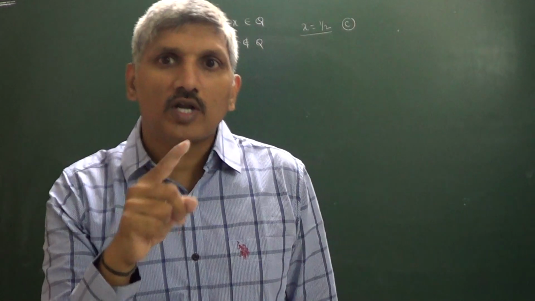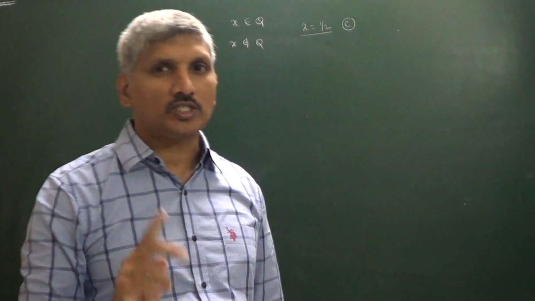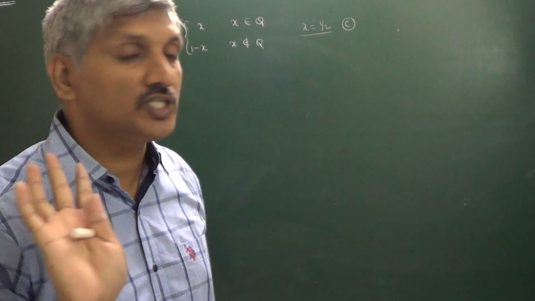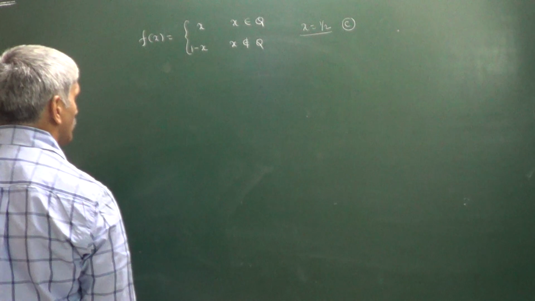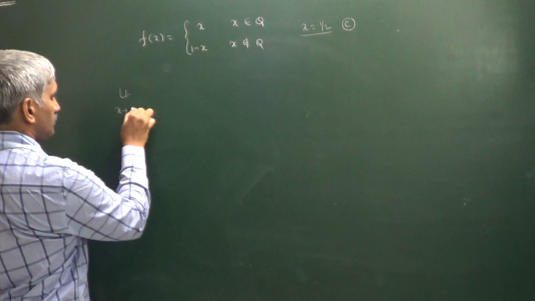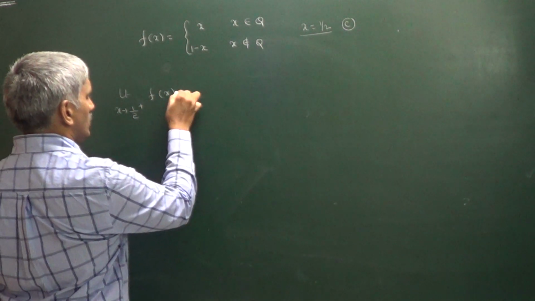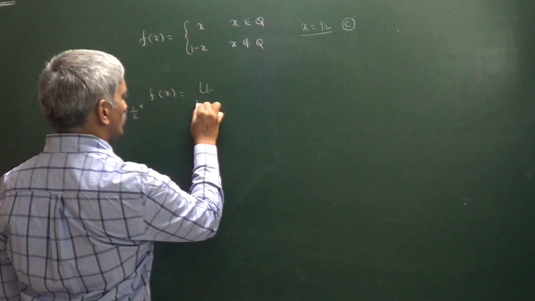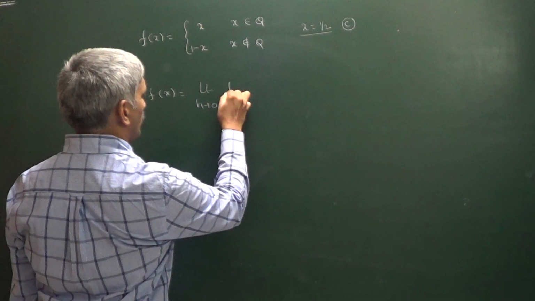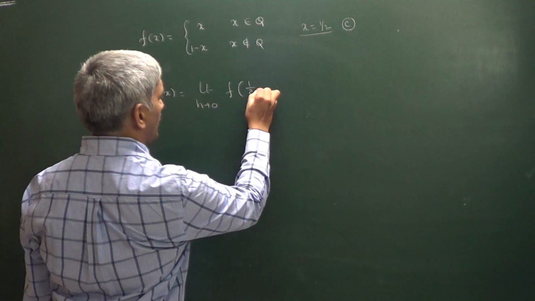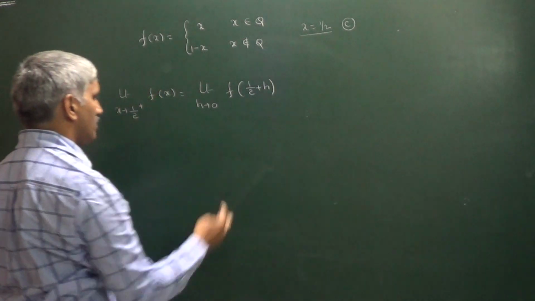At x equal to 1/2, the function is continuous. At all other points, the function is discontinuous. Okay, check. Limit x tends to 1/2 plus f of x, I am checking. That is equal to limit h tends to 0, f of 1/2 plus h. We are checking the right hand limit.